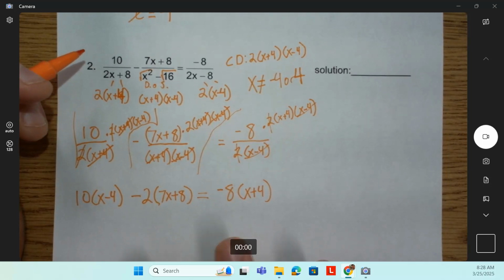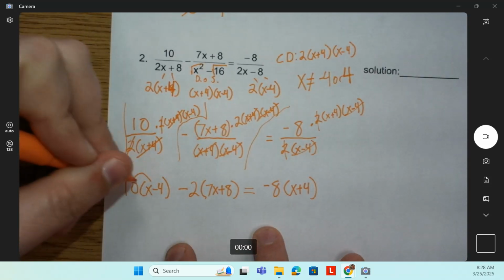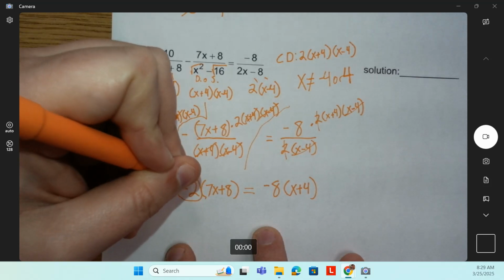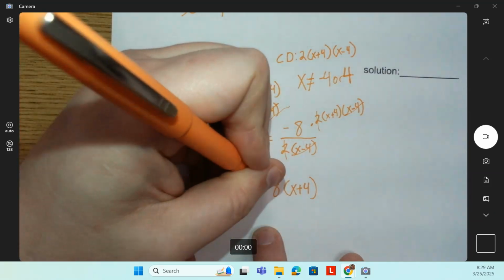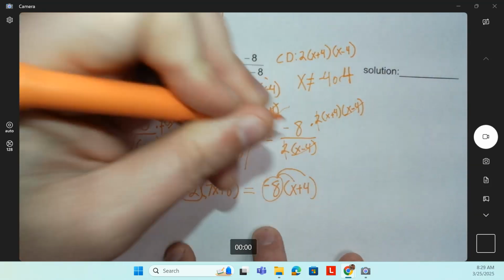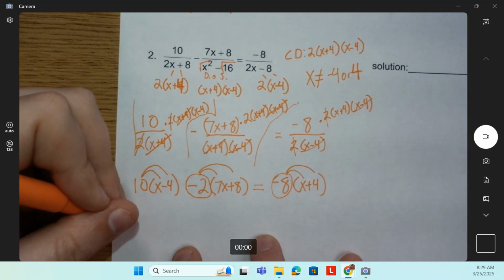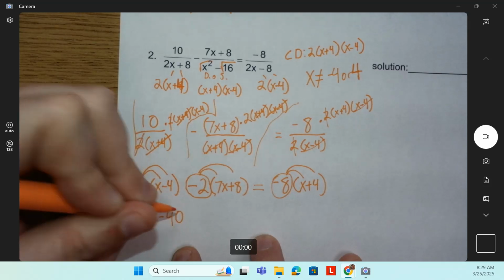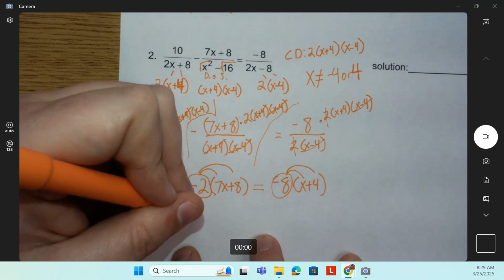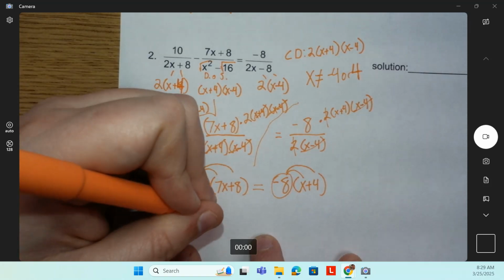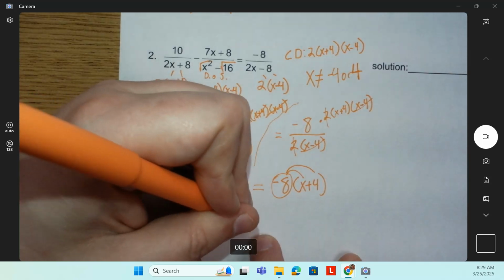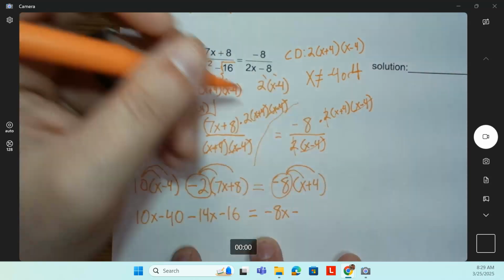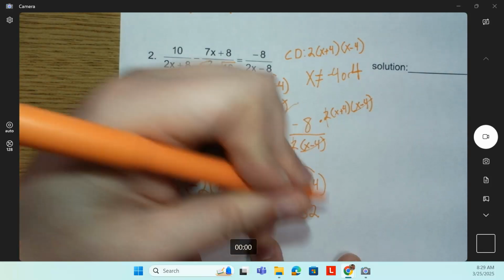Okay, continuing on with our problem here, I now need to distribute, and all 3 of these have some distributing going on. Remember to keep that negative with the 2, and the same with the 8. I end up with 10x minus 40 and a negative 14x minus 16. And all of that equals a negative 8x and a negative 32.